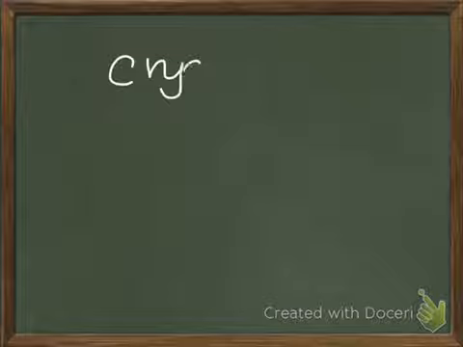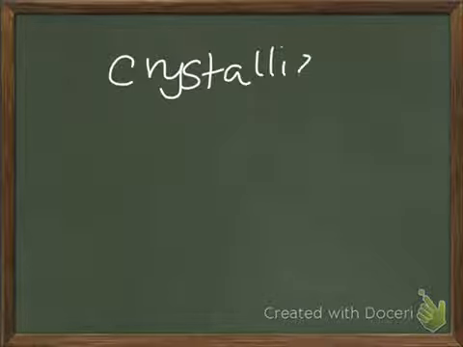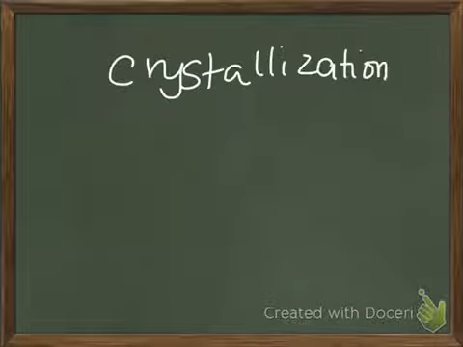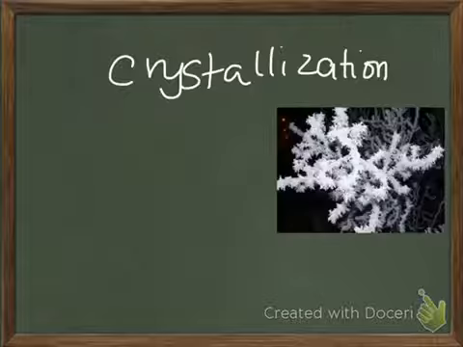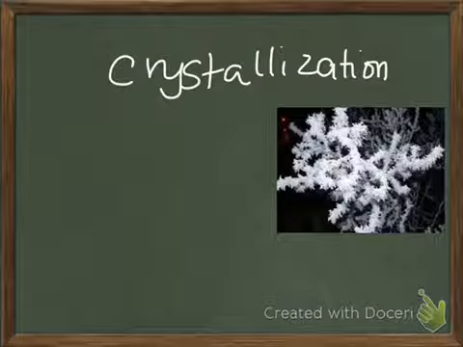Now, crystallization. Crystallization is the process by which we obtain a pure substance in the form of crystals. You can see here a picture of crystals. This is formed by crystallization. In science, crystallization occurs by the following steps.